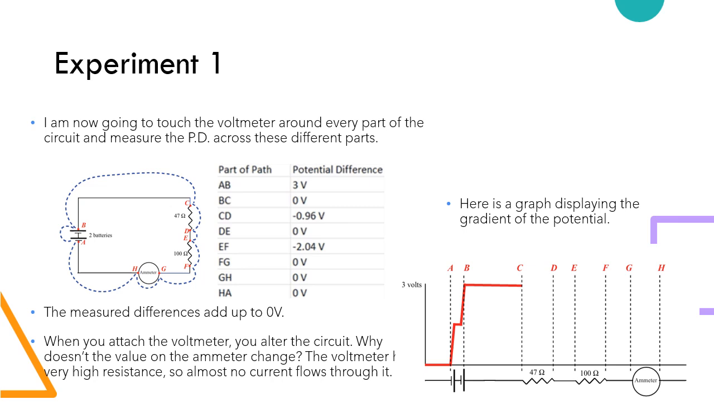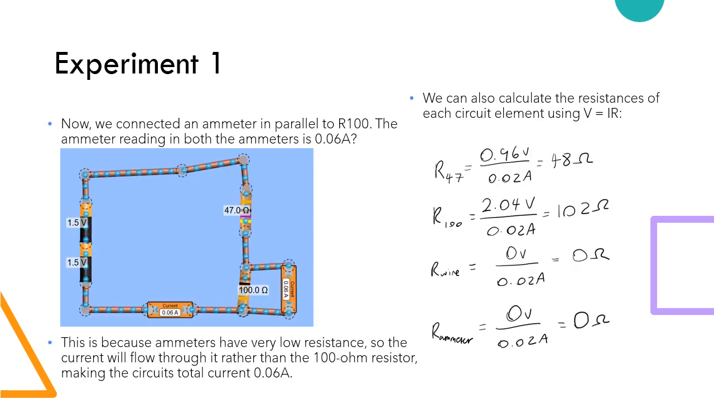Here is a graph displaying the gradient of the potential, as you can see there. Now we connected an ammeter in parallel to R100. The reading in both the ammeters is 0.06 amperes. This is because ammeters have very low resistance, so the current will flow through it rather than the 100 ohm resistor, making the circuit's total current 0.06 amperes.